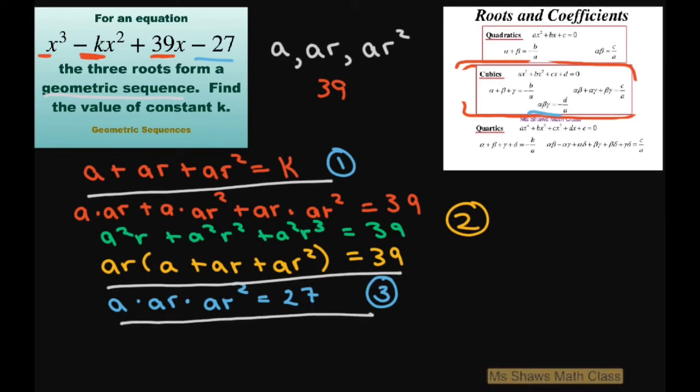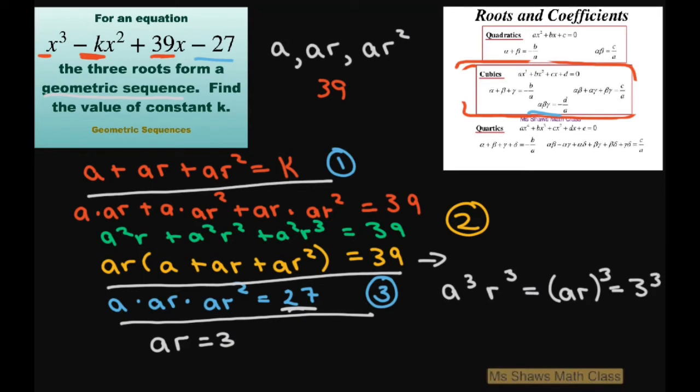So by equation 3, we get ar equals 3. In equation 3, I can write this as a cubed times r cubed, equals, and for 27, I can write this as 3 cubed. So ar equals 3, because 3 cubed is 27.